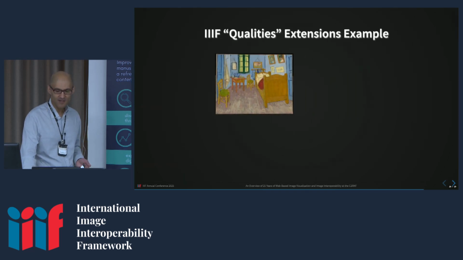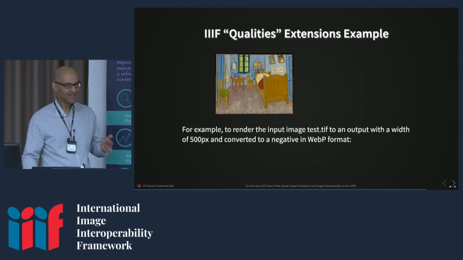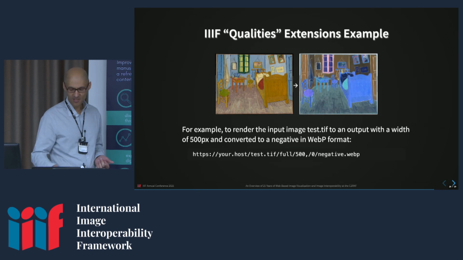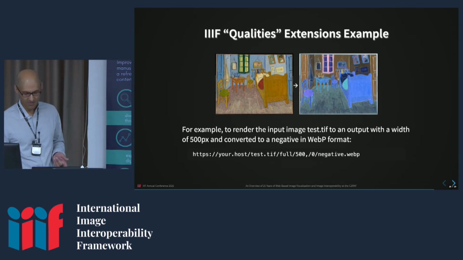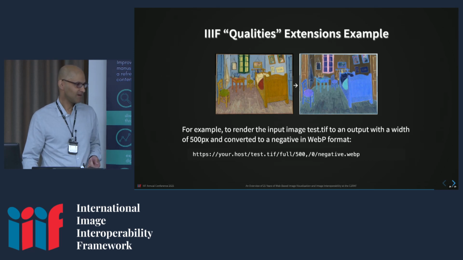Here's a painting by Van Gogh. So what if I want to render this in a negative? I want to invert the image and have an image negative from this. You just add negative as your quality, and it works in exactly the same way as the other thing.